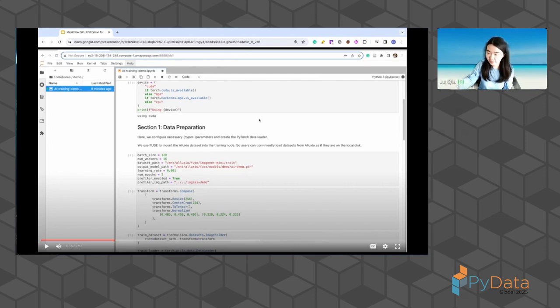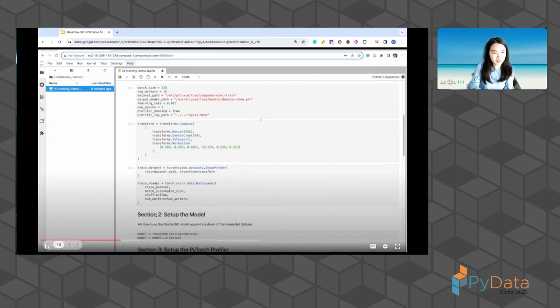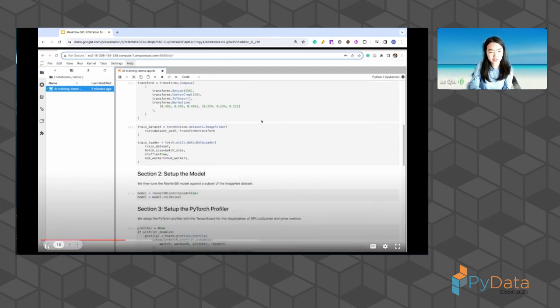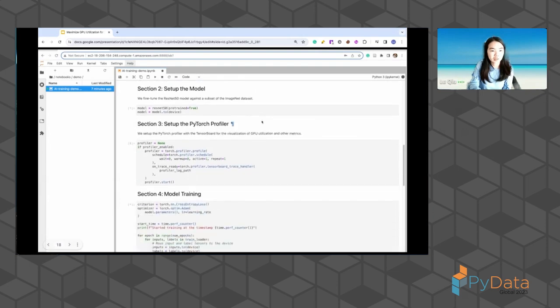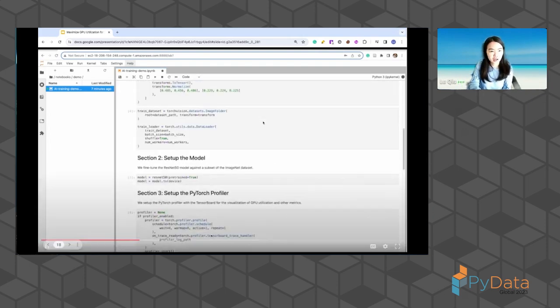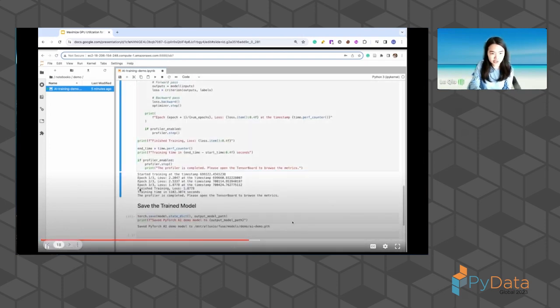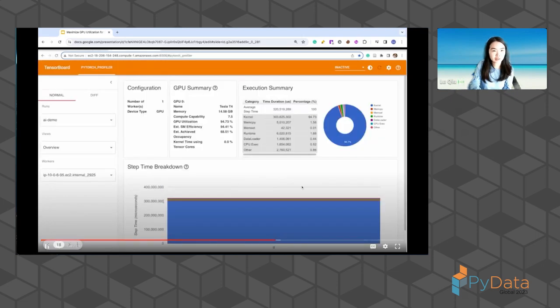And Alluxio on the backend helps fetch the data set from the remote storage, caches it in a distributed system, and then provides high performance data access to all the training workloads. We do the typical PyTorch data loader and the ResNet-50 training. Everything is just what the industry does, and there's no surprise. Then we finish the training, and we can look at the TensorBoard.